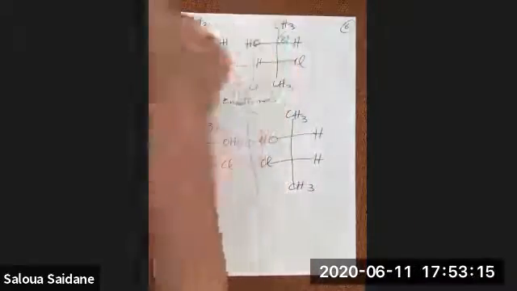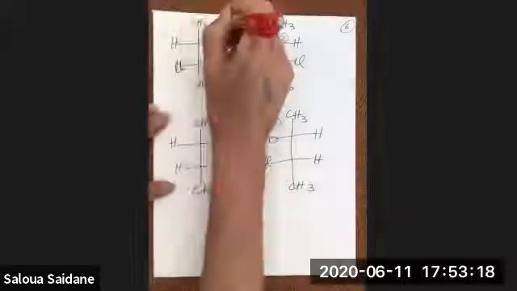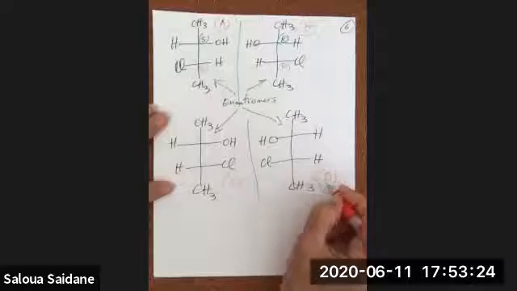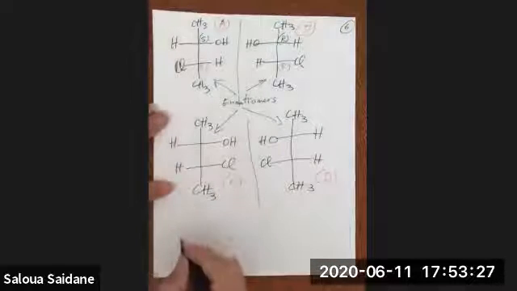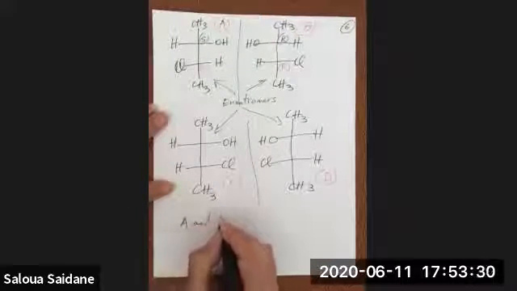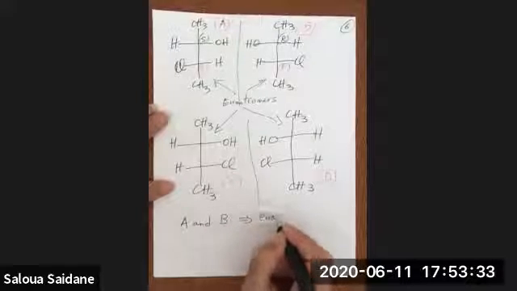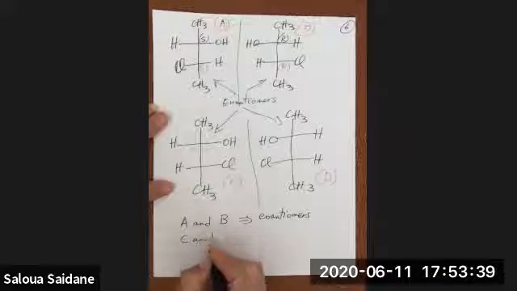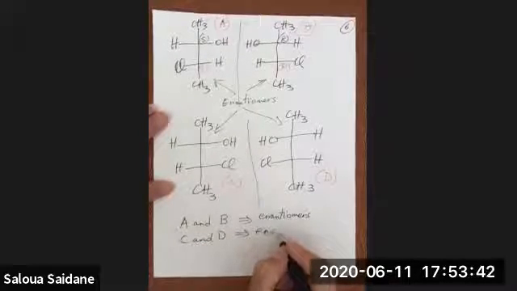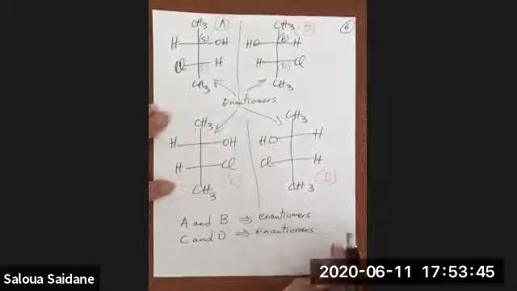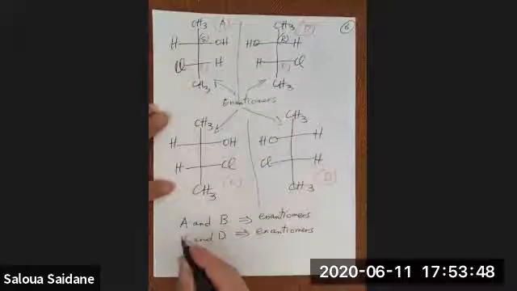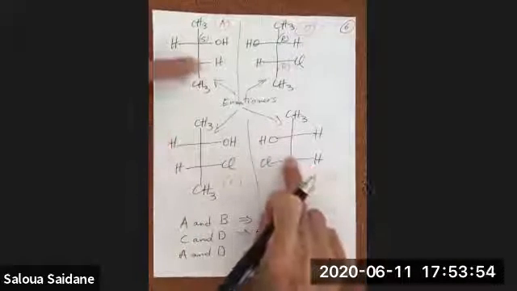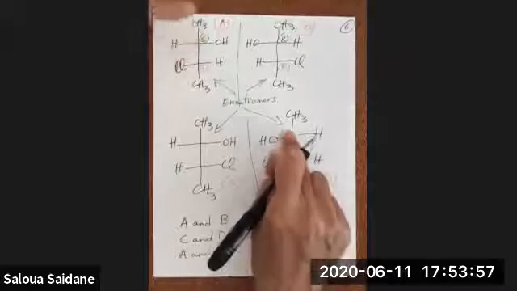So if I call this A, B, C, and D, we're going to say that A and B are enantiomers. The word enantiomers means they're mirror images, and C and D are also enantiomers. Now, what is then the relationship between A and D? A and D, you see, they are the same here, but they're different here. So one of them is different.